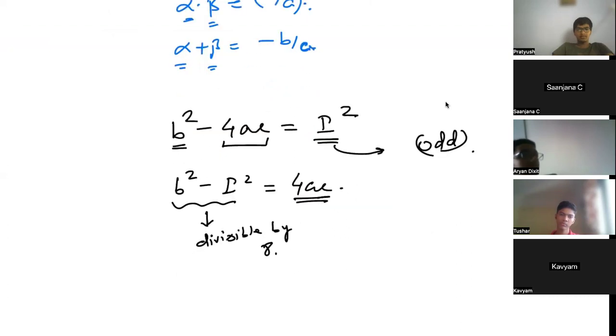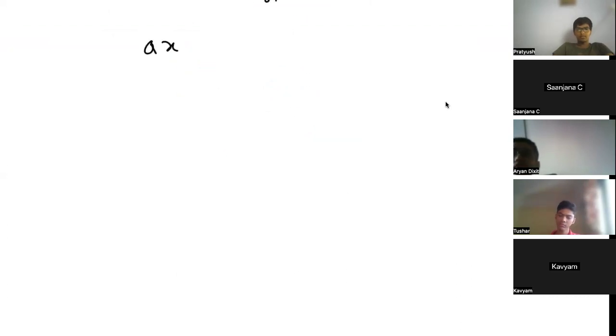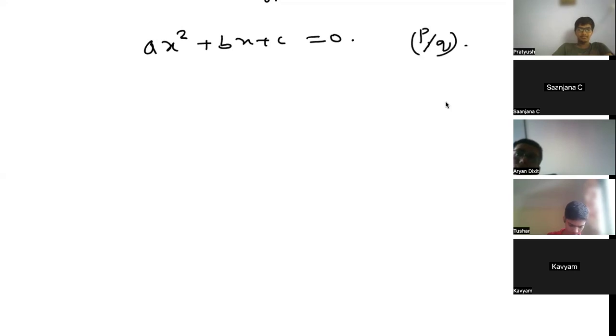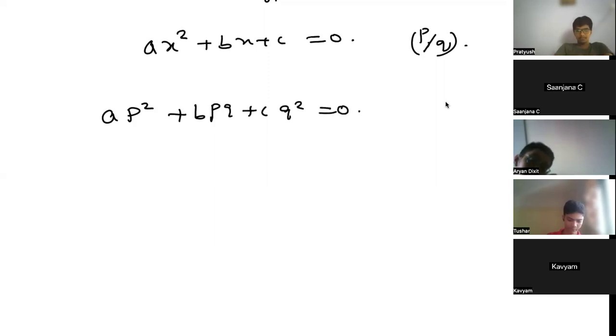But what I was saying: it is given ax square plus bx plus c is equal to 0. Let the roots be p by q, rational. We are assuming the roots are rational, so it must be in this form. So this will be a p square plus b p q plus c q square is equal to 0, right? And we know that p and q are co-prime. So if p is odd, q must be odd, that is one case. Or second case, if p is odd, q must be even.